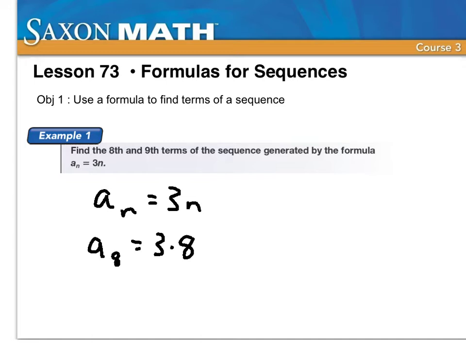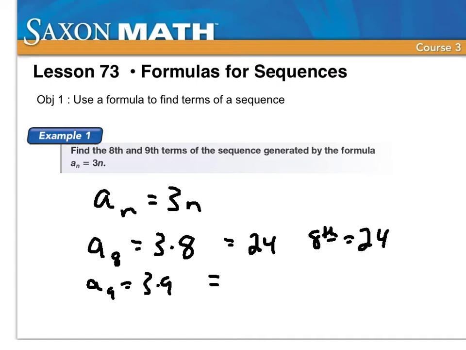So we do the same thing here. So the 8th term is 24. Then for the 9th term, we're just going to plug in 9 for n. So it's a 9, that's the notation, and we're going to take 3 times 9, and that equals 27. So that means the 9th term is equal to 27.